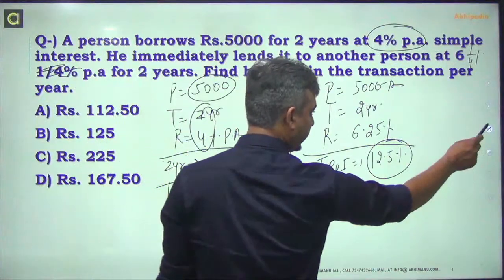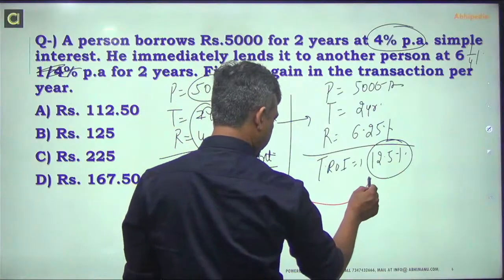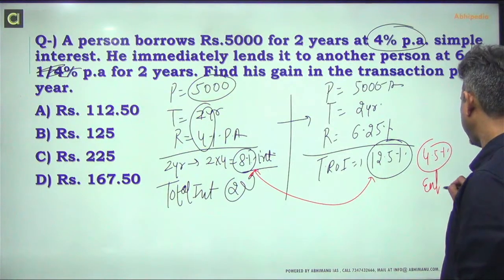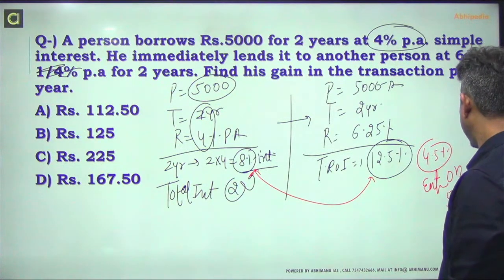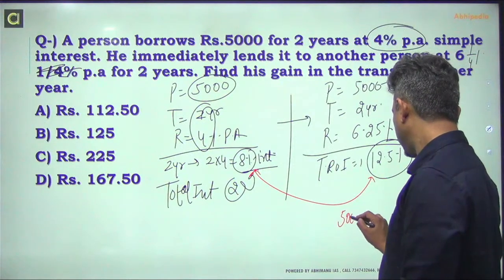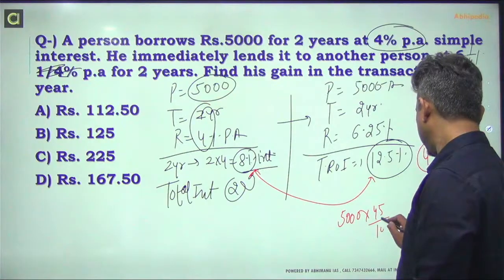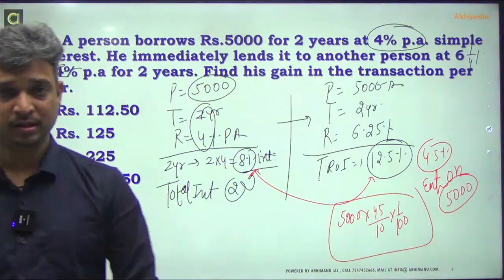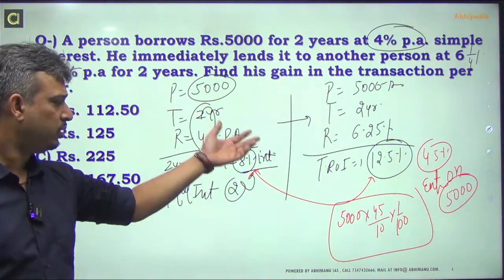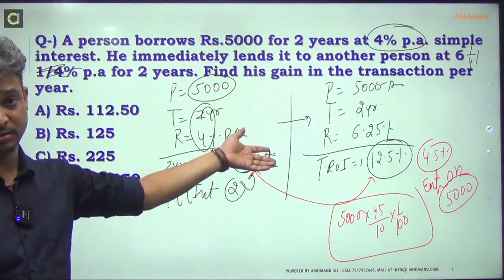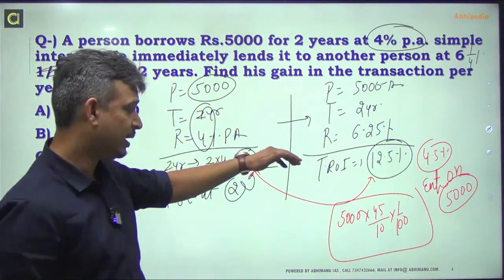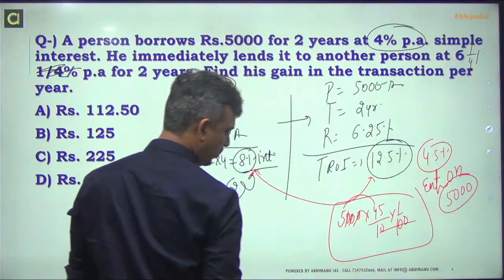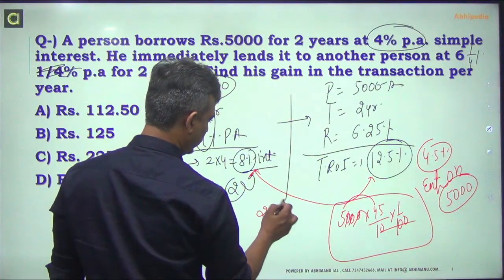So if we subtract the interest, we are getting how much? 4.5% extra on rupees 5,000. So we are getting 4.5% of 5,000. So the person is getting a benefit, or you can say a profit, or extra amount he is getting from the other person by lending the same amount to the other person. That is how much? 45 into 5 is how much? 225. So what's the answer?